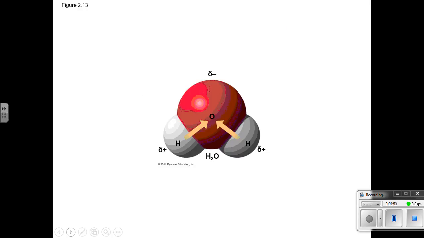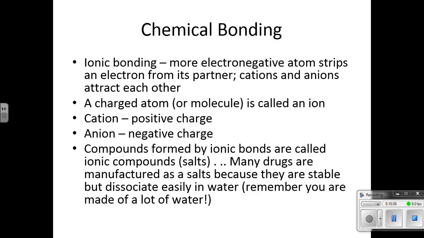This is water. Again, the oxygen is slightly negative and the hydrogens slightly positive, and that creates a polar molecule. Kind of think polar like a battery, two opposite ends. Ionic bonding is where the more electronegative atom strips an electron from its partner. So here we're stealing electrons.